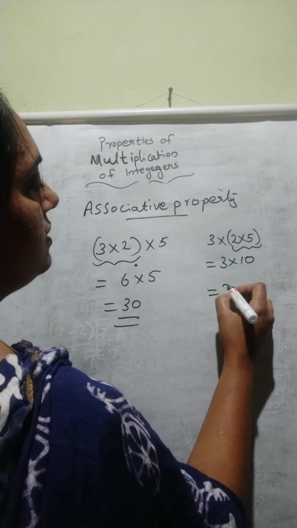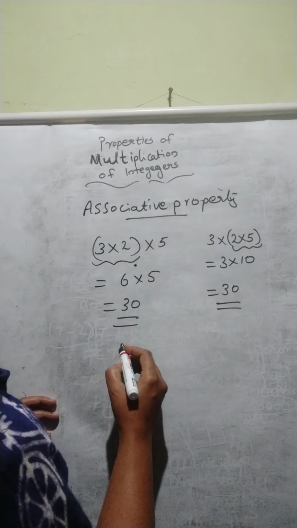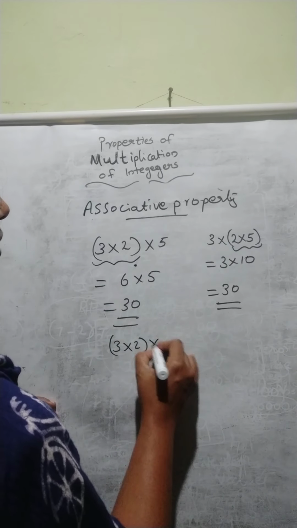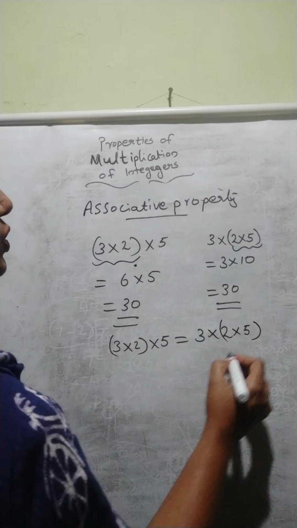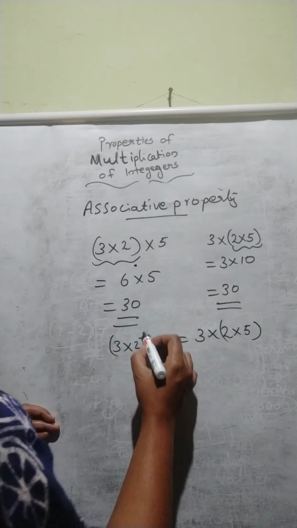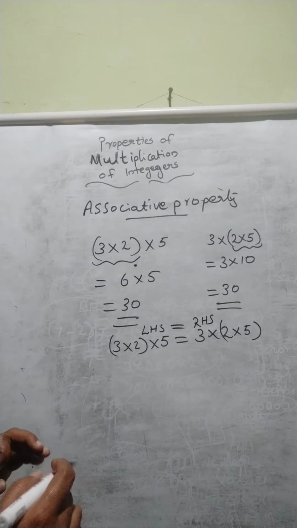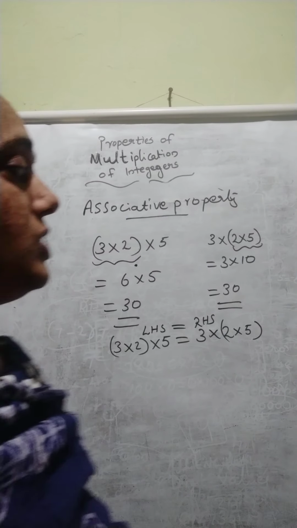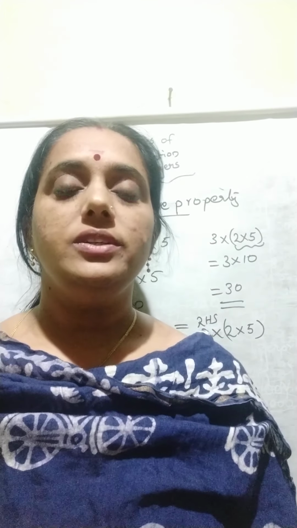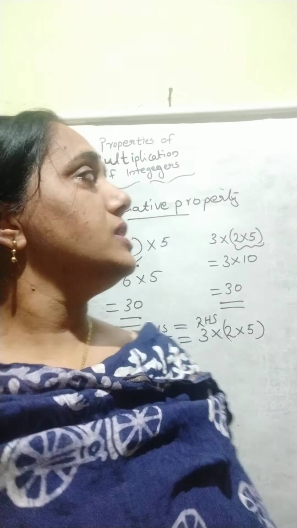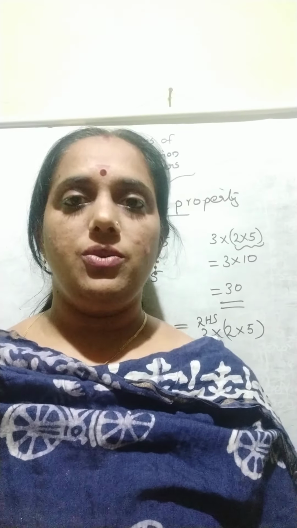3 times 10 is 30. So, now we can say 3 times 2 multiplied by 5 is equal to 3 times 2 times 5. So, we can say this LHS and RHS are equal. So, we can say associative property is satisfying in case of multiplication of integers.